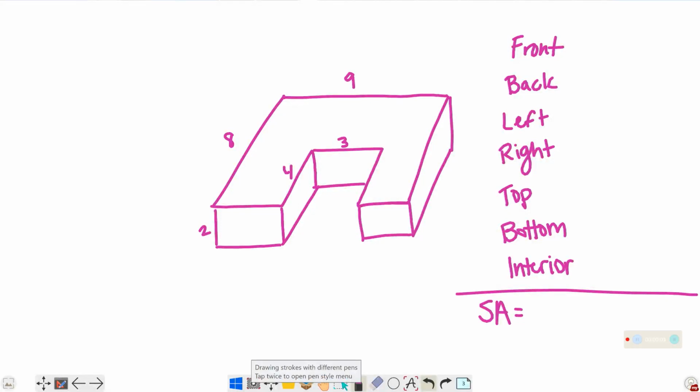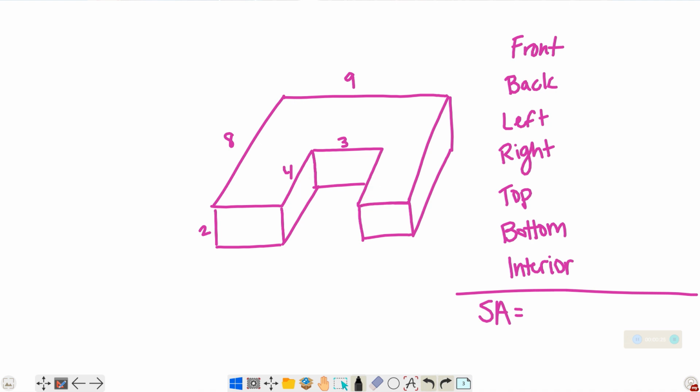We are going to find the surface area of this 3D figure. I have started by labeling all of the faces that I'm going to need to consider: the front, the back, the left and right sides, tops and bottoms, and then what I'm calling the interior, which is this section and that section there.